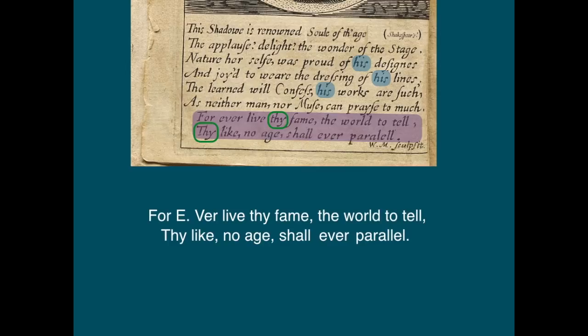Now we need to look for clues to work out who is being addressed here. Another reason, I would say briefly, why it cannot be the author William Shakespeare, whoever he was, is that we have on the last line, "no age shall ever parallel thy like." Well, we saw in the very first line that he is "renowned soul of the age." So it seems to be contradicting itself, if they were both the same person, to suddenly say of the soul of the age that no age will ever parallel his like. So we need to look a bit more carefully.